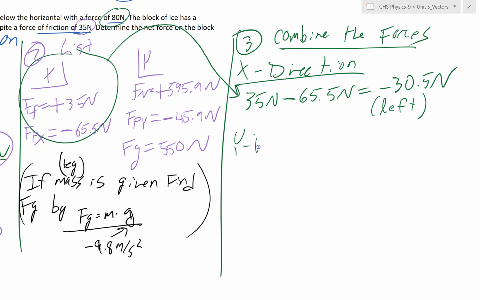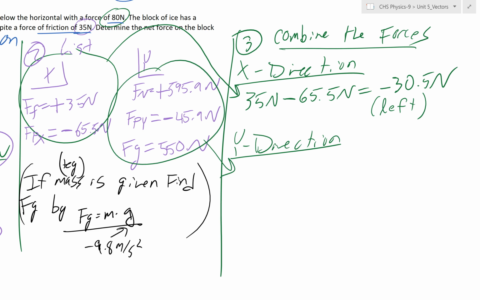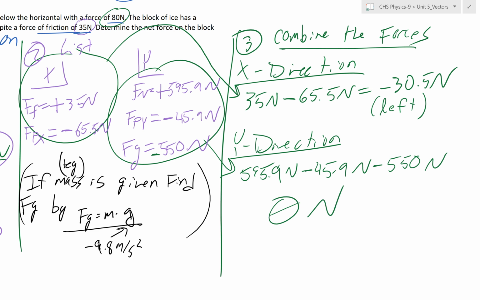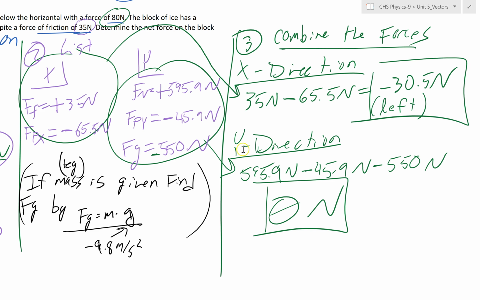And then the y direction, I'm going to take these values and write them here. Got my 595.9 newtons minus 45.9 newtons. Oh, I forgot something, folks. Force of gravity is indeed negative, because I have to subtract that here, minus my 550 newtons, and I end up with 0 newtons for my final answer. So this would be my final answer.